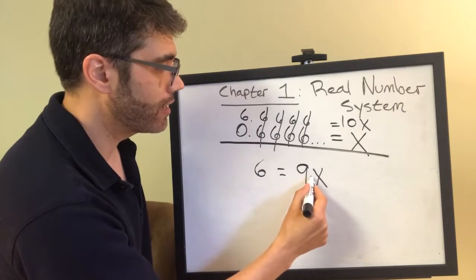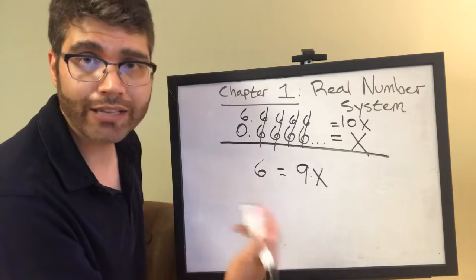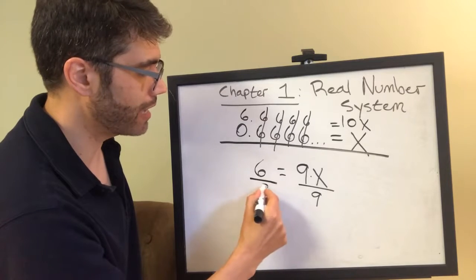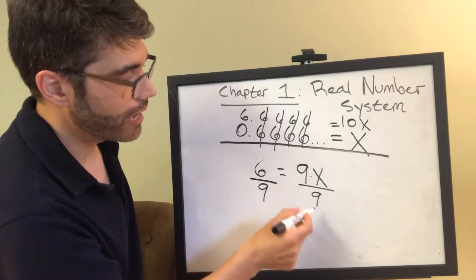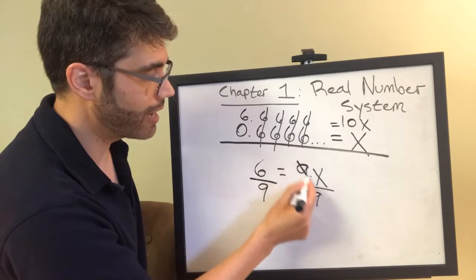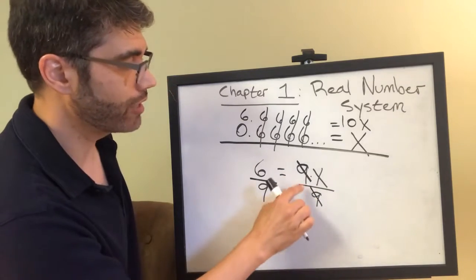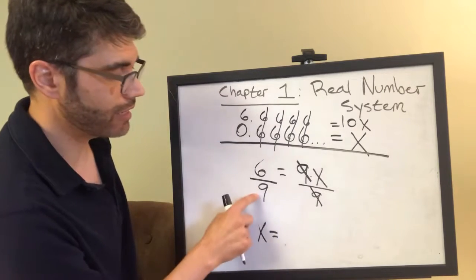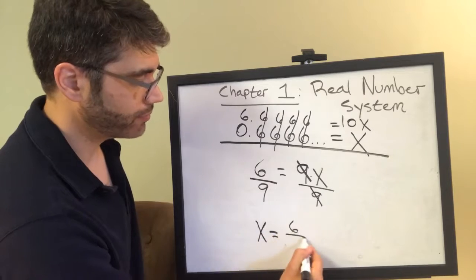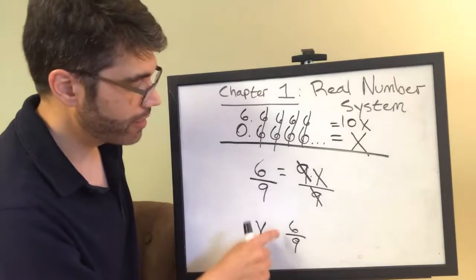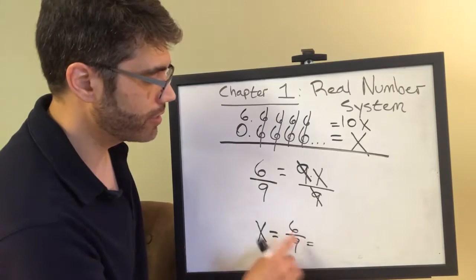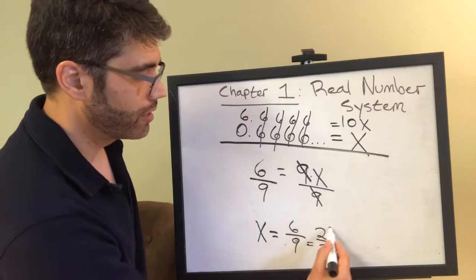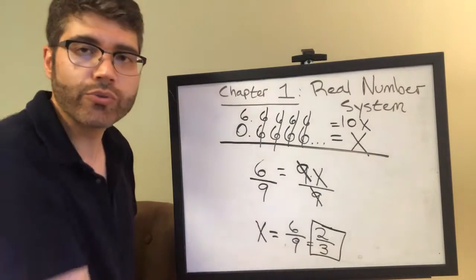If this is 9 times x over here, how do you isolate x? You divide both sides by the coefficient, which happens to be 9 here. And so any number over itself is 1. 9 over 9 is just 1. So you're left with 1x, or just x. So x equals 6/9, just like that. If you wanted to reduce that, 3 goes into 6 and 9. So 3 goes into 6 twice. 3 goes into 9 3 times. So what we have is 2/3.